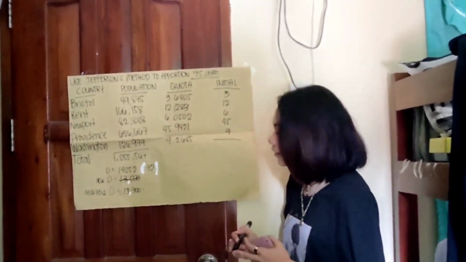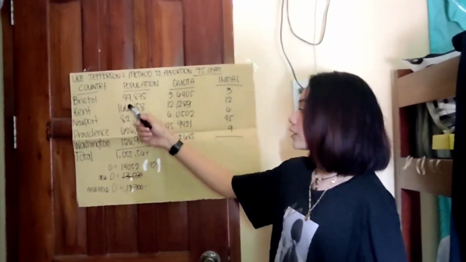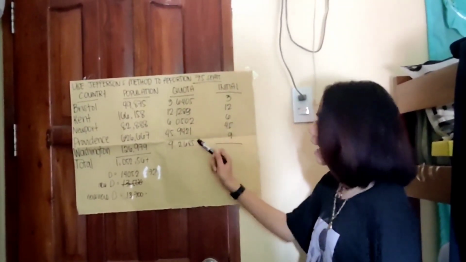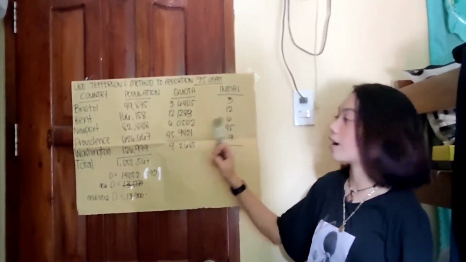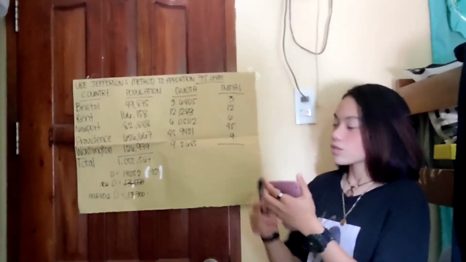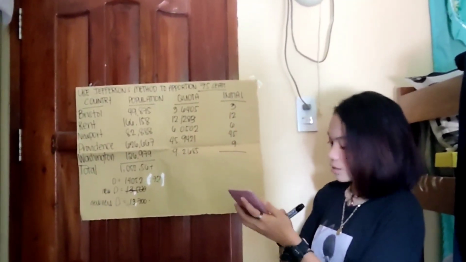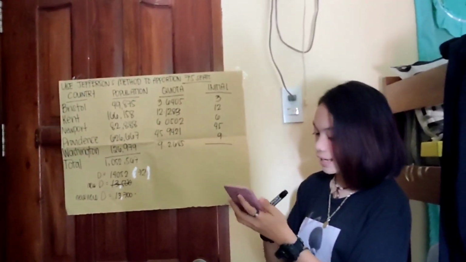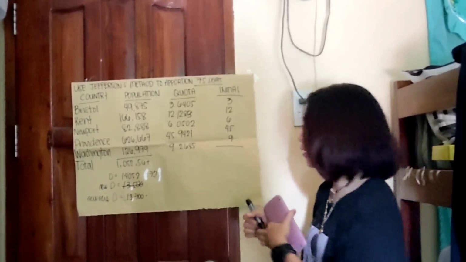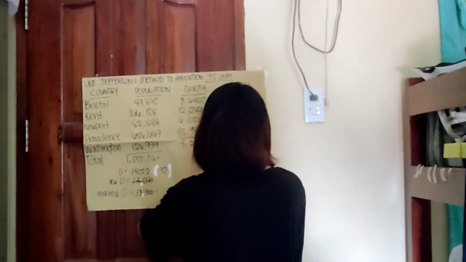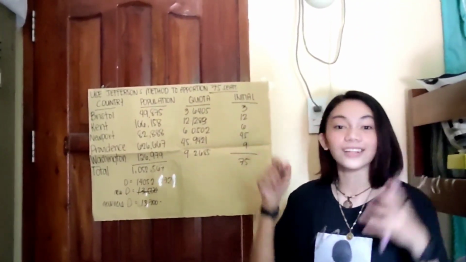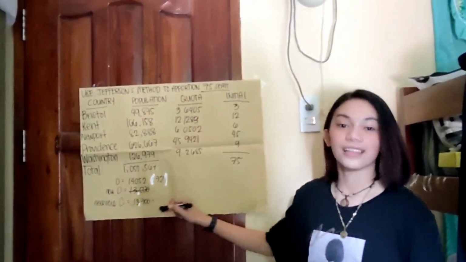When you divide 49,875 by 13,000, these are all the results. And as I've said, to get your initial, you just copy all the first numbers. So 3 plus 12 plus 6 plus 45 plus 9 is equal to 75. So our new divisor, our standard divisor, is 13,700.